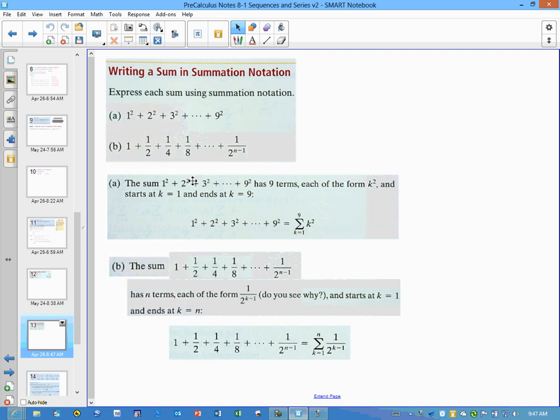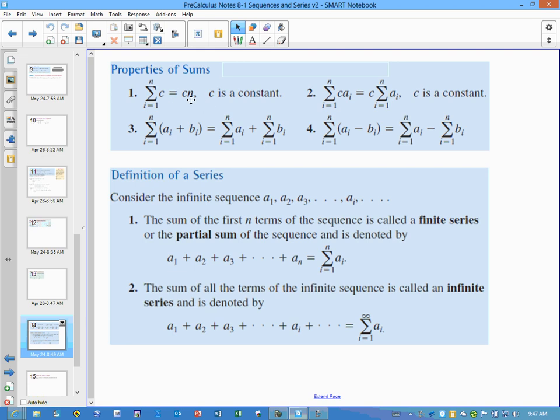Alright, let's look at some properties for sums. And the first one I mentioned before, or actually the second one is the one I mentioned. The first one is if you have the sum as your index goes from 1 to some number n of just a constant, that means that i is not involved in the general term at all, then each successive term is going to be the same.